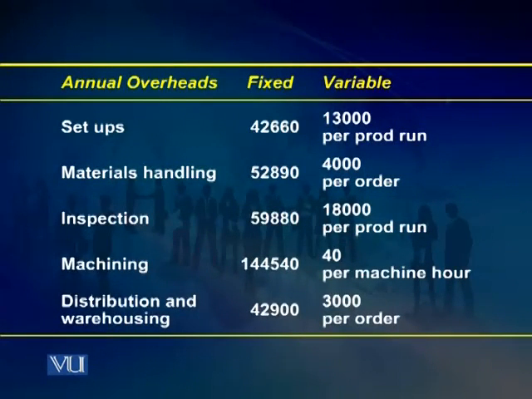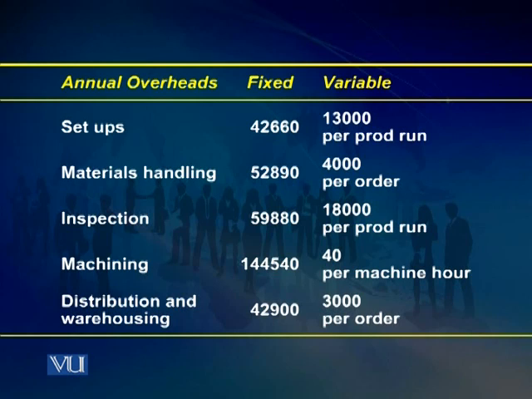The fixed costs have been shown separately on the slide, and we can see that fixed cost per setup is 42,660, material handling 52,890, inspection 59,880, machining 144,540, and distribution and warehousing of 42,900. The same percentage will apply to the variable cost and to the fixed cost for savings.